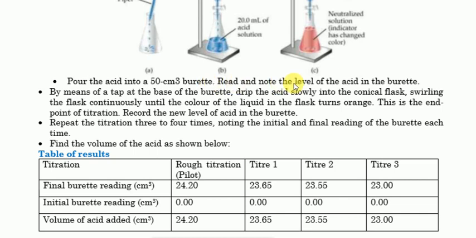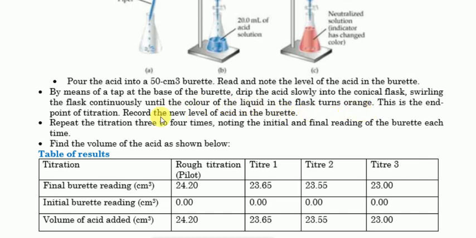Read and note the level of the acid in the burette. So you need to know the point of meniscus, and you need to read and record the measurement of the acid at the point of meniscus. By means of a tap at the base of the burette, drip the acid slowly into the conical flask, swirling the flask continuously until the color of the liquid in the flask turns orange.